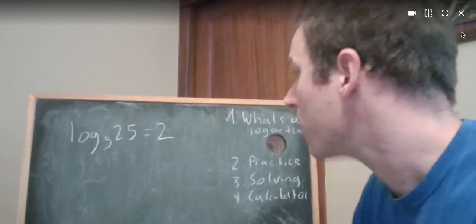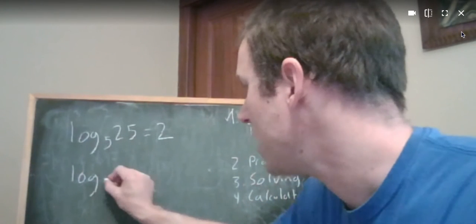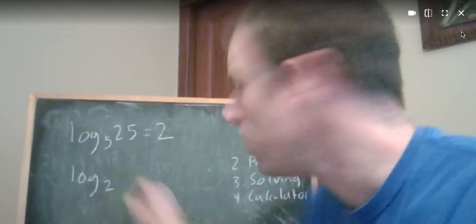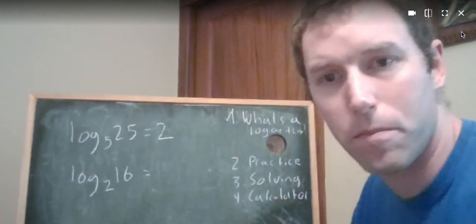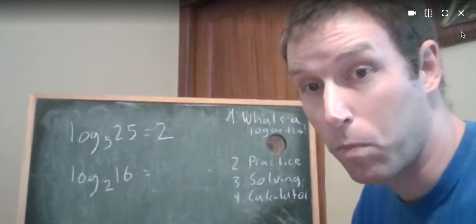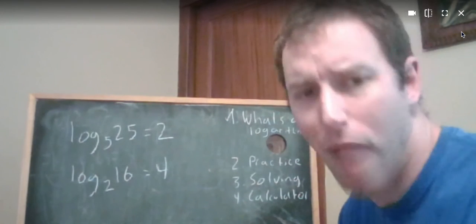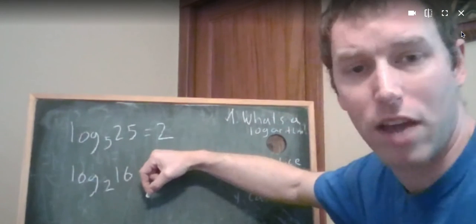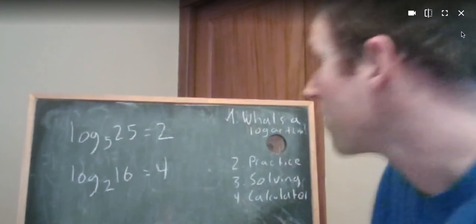So there we go. Let's say I've got something like the log base 2 of 16. What's that equal to? Good, 4, because 2 to the 4 power is 16. This is like saying 2 to what power is 16? And the answer is, of course, 4.